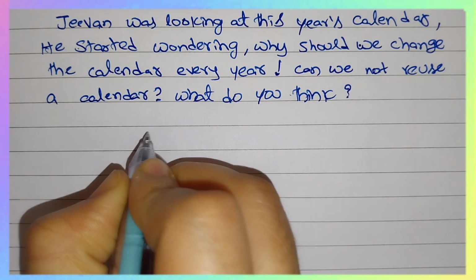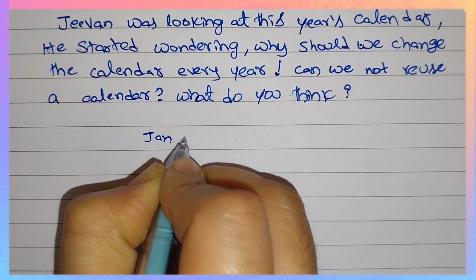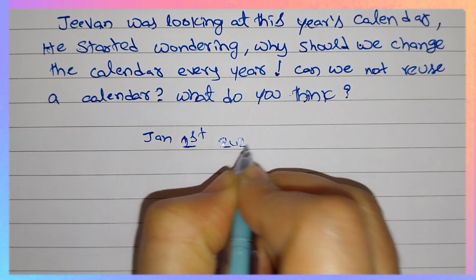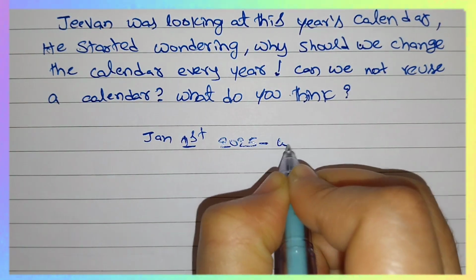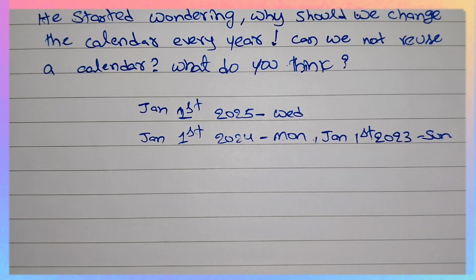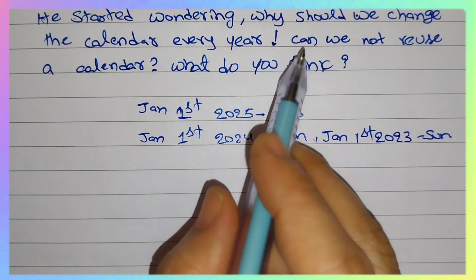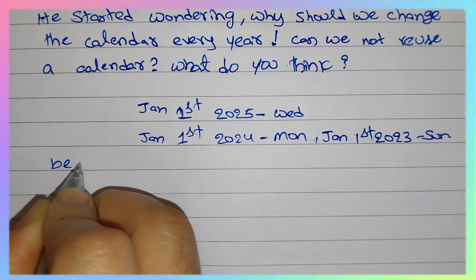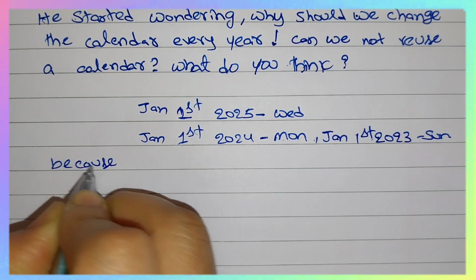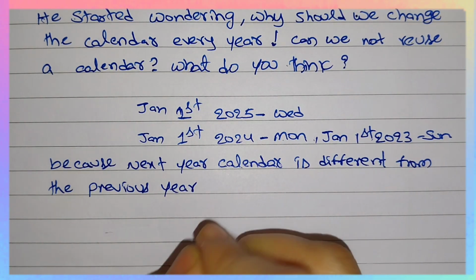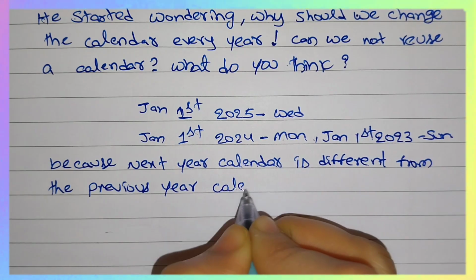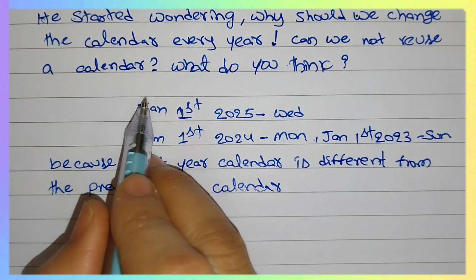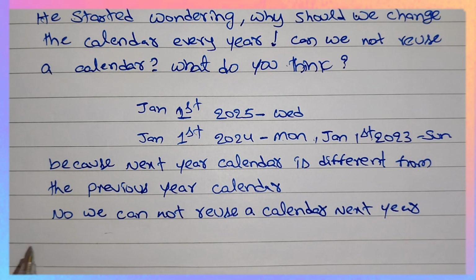Every year, the dates and the days of the week change. For example, 1st January 2025 is a Wednesday. 1st January 2026 will fall on a Thursday. 1st January 2024 is on Monday. 1st January 2023 is on Sunday. Because the starting day keeps changing, the previous year's calendar will not match the next year's dates. So we cannot reuse a calendar immediately the next year.